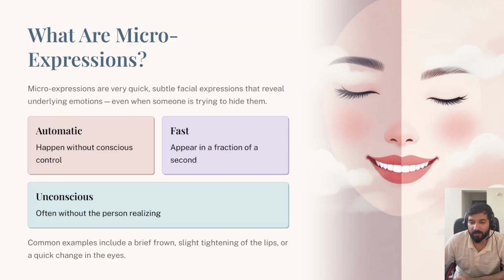What are micro expressions? Micro expressions are very quick, subtle facial expressions. They happen automatically in a fraction of a second, often without the person realizing. For example, a brief frown, a slight tightening of the lips, a quick change in the eyes. They reveal underlying emotions even when someone is trying to hide them.